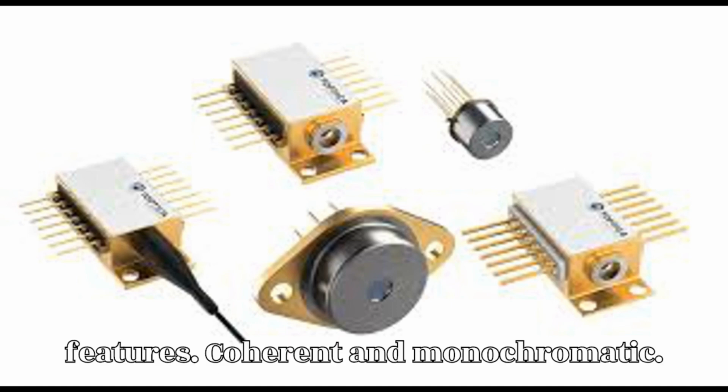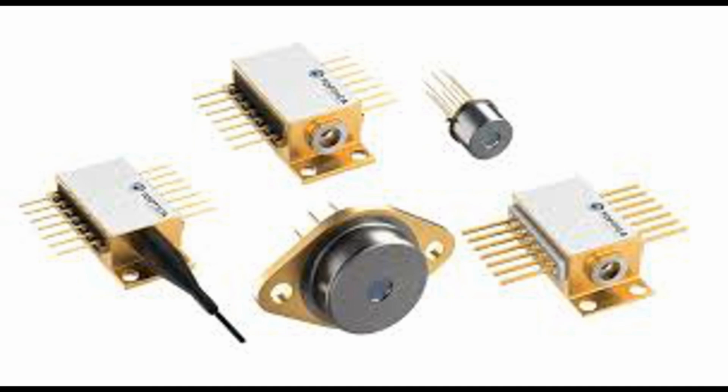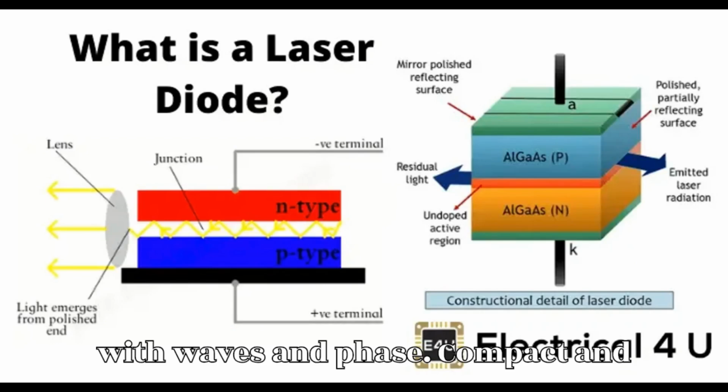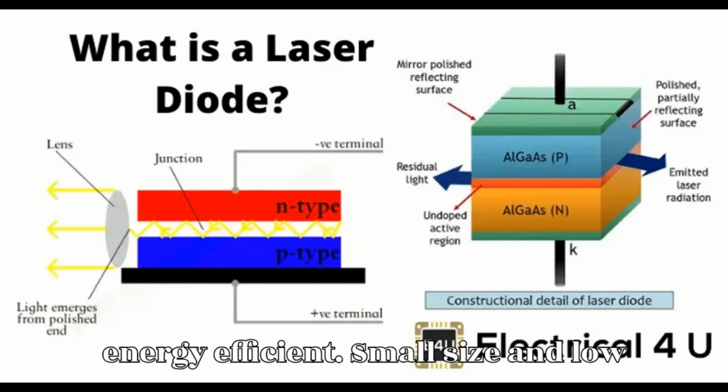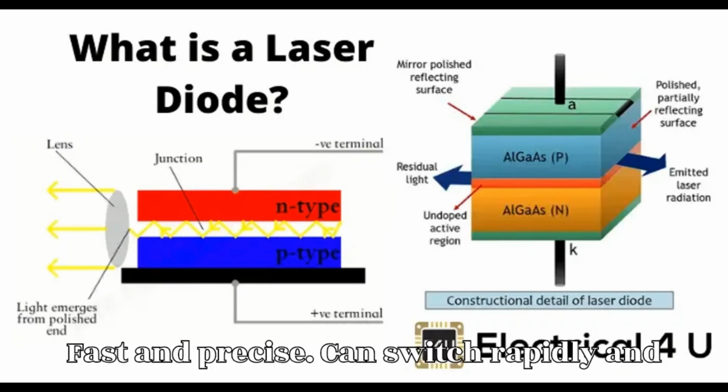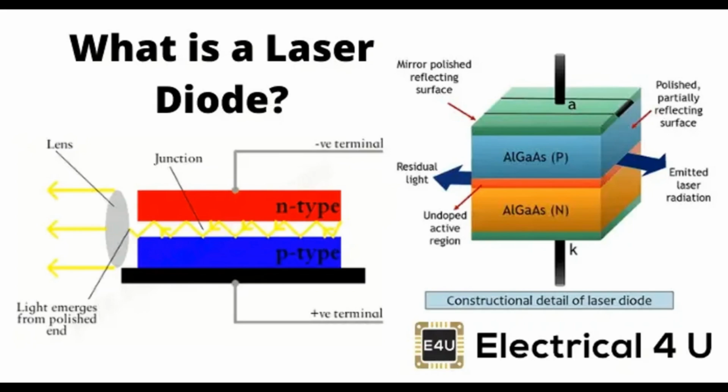Key features: coherent and monochromatic. Produces light of a single wavelength, with waves in phase. Compact and energy efficient. Small size and low power requirements make it versatile. Fast and precise. Can switch rapidly and emit a highly directional beam.